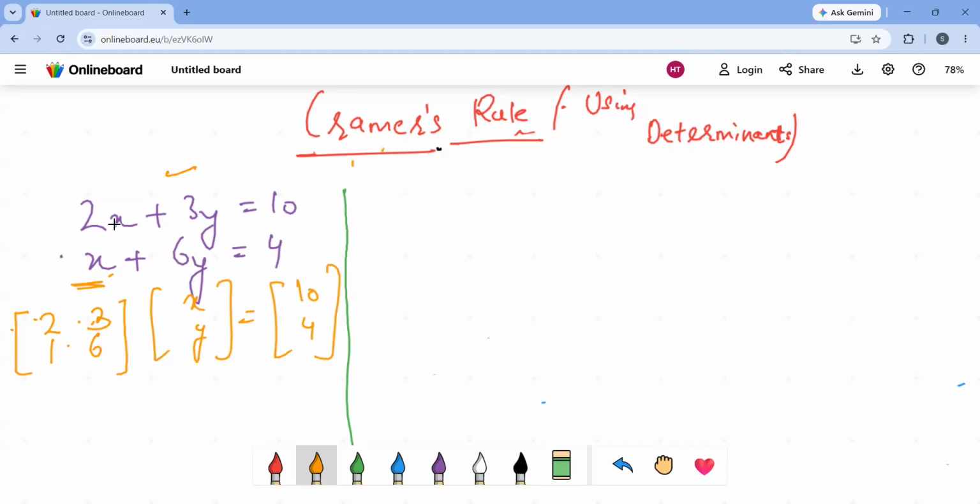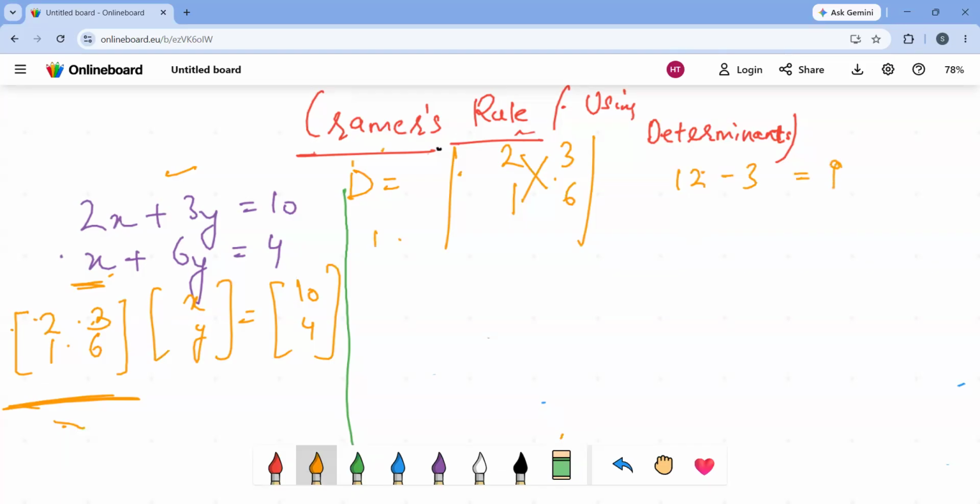After that, I have to find D. D is the determinant, and we have to find the determinant from the main matrix. This is my main matrix. So the determinant is like the modulus, but it's not necessarily giving you a positive value. Determinant means we just cross multiply. So 6 multiplied by 2 is 12, and 1 multiplied by 3 is 3. So D comes to 9.